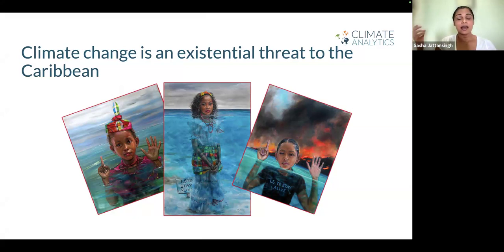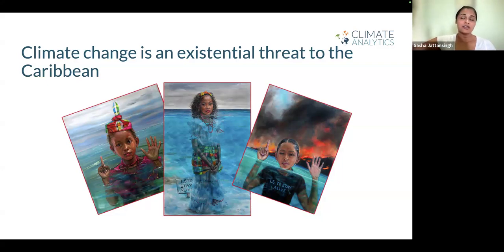And recently, the highest international court, the International Court of Justice, in July this year, actually delivered their advisory opinion stating that 1.5 degrees Celsius is the legal temperature limit of the Paris Agreement. It's indisputable, and all countries have to adhere to this, which is a major win for small islands and for the Caribbean, because we've been calling for the fact that we need to look at 1.5 degrees Celsius.